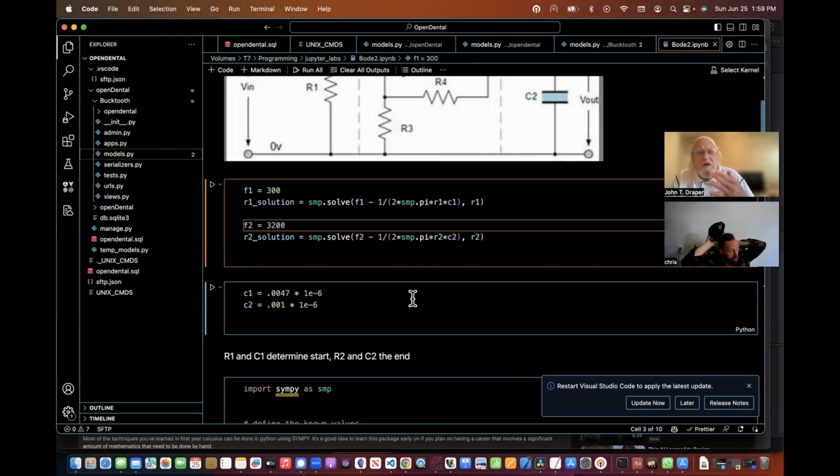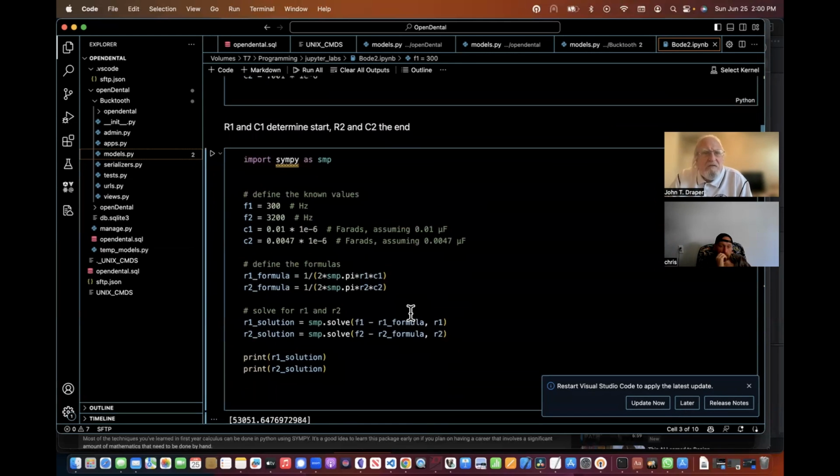0.0047. And you can get these in many different forms, okay? But the form that you use for capacitors is also very critical if you're using higher frequencies. But for audio frequencies, you pretty much can use any kind of capacitor and it should work fine. So R1 and C1 determine the start, R2 and C2 the end. So this is it, R1 and R2. And so you've got F1 and F2, and we've got C1 and C2. These are all given values.